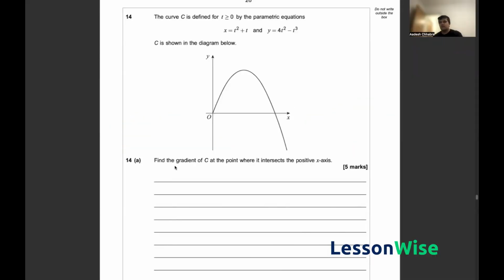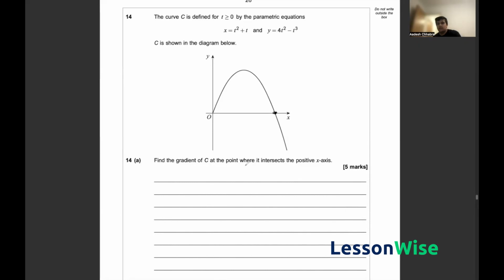So in question 14, we've been given a curve C defined for the range of t greater than or equal to 0 by the parametric equations x equals t squared plus t and y equals 4t squared minus t cubed. Now, the graph for C is shown in the diagram in front, and in part A, we've been asked to find the gradient of this curve at the point where it intersects the positive x-axis.